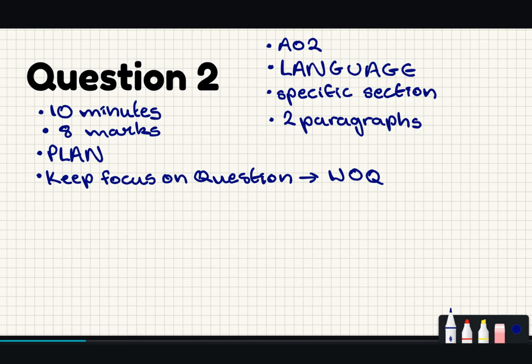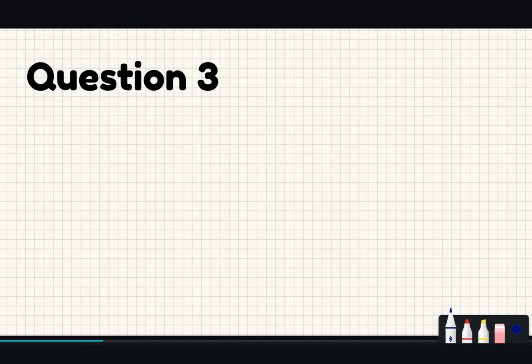Let's look at question 3 now. So, question 3 is something that most people find kind of difficult. Honestly, I can understand why. This question asks you about structure. It's the same as question 2. It's still AO2, but this one asks you about structure.